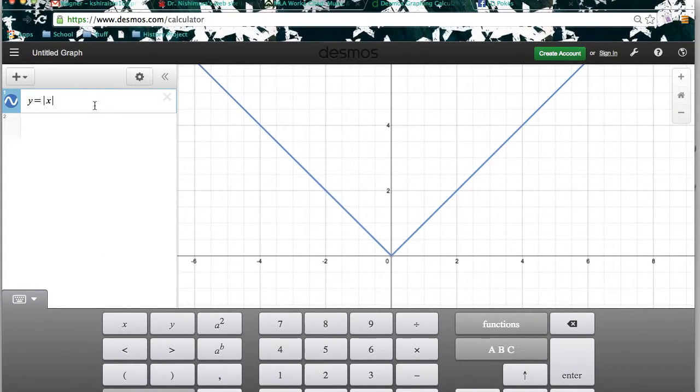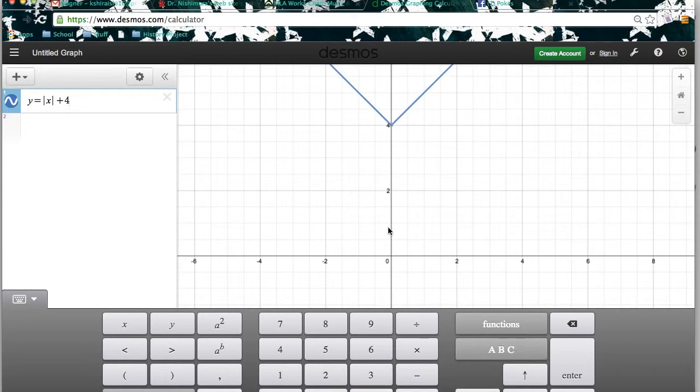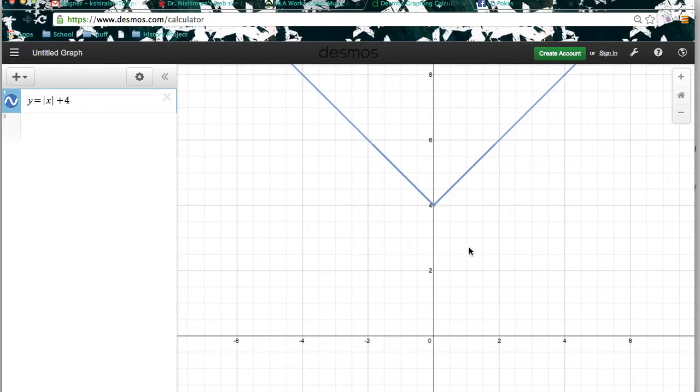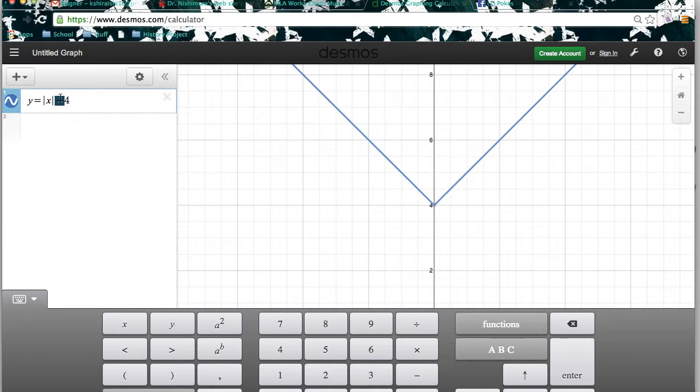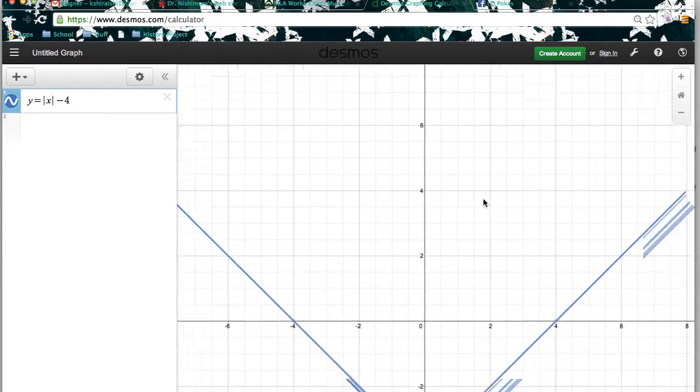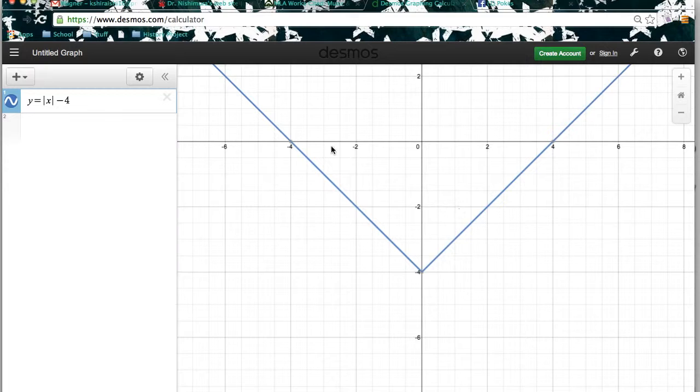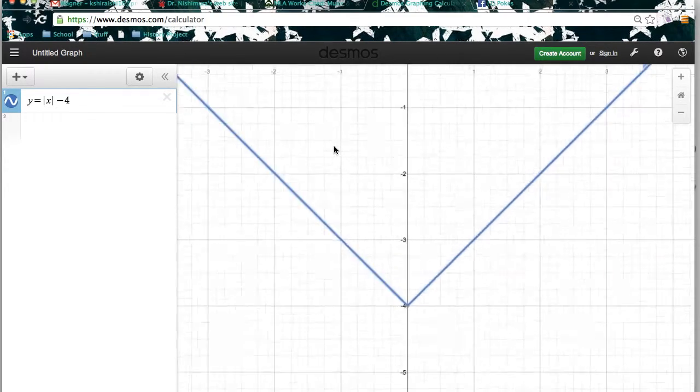Here, I'll show you. Let's do something simple like absolute value of x plus 4. Notice how the graph moves up 4 units. And what happens if it turns into a negative 4? It's just going to go down 4 units. So that's mainly the gist of a vertical translation.